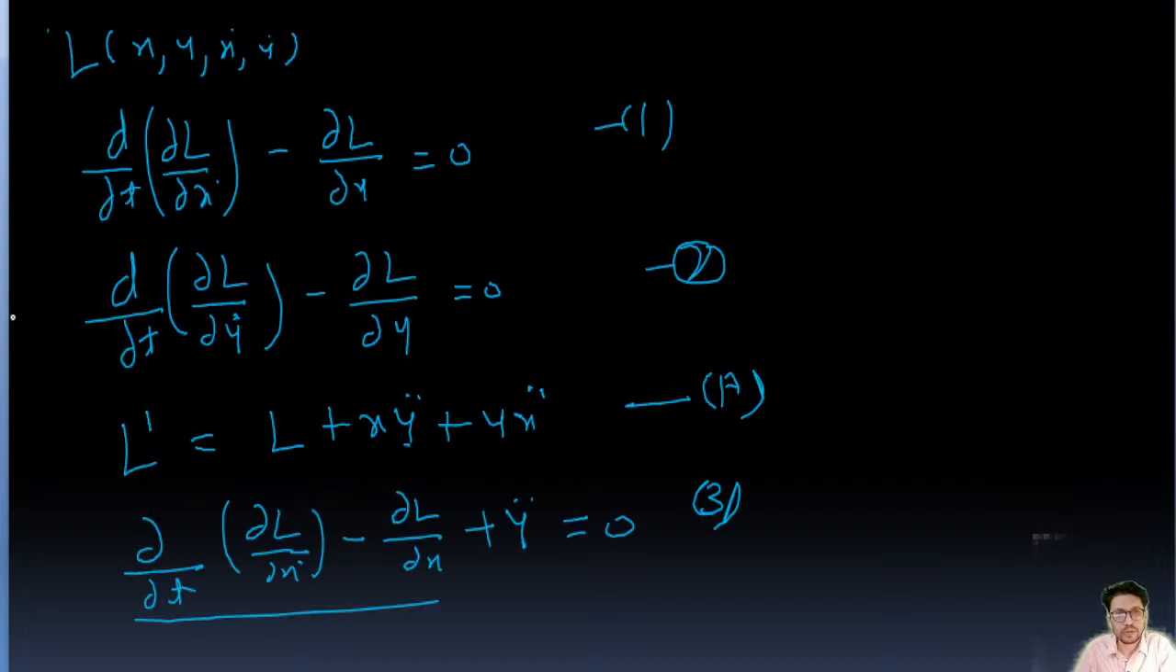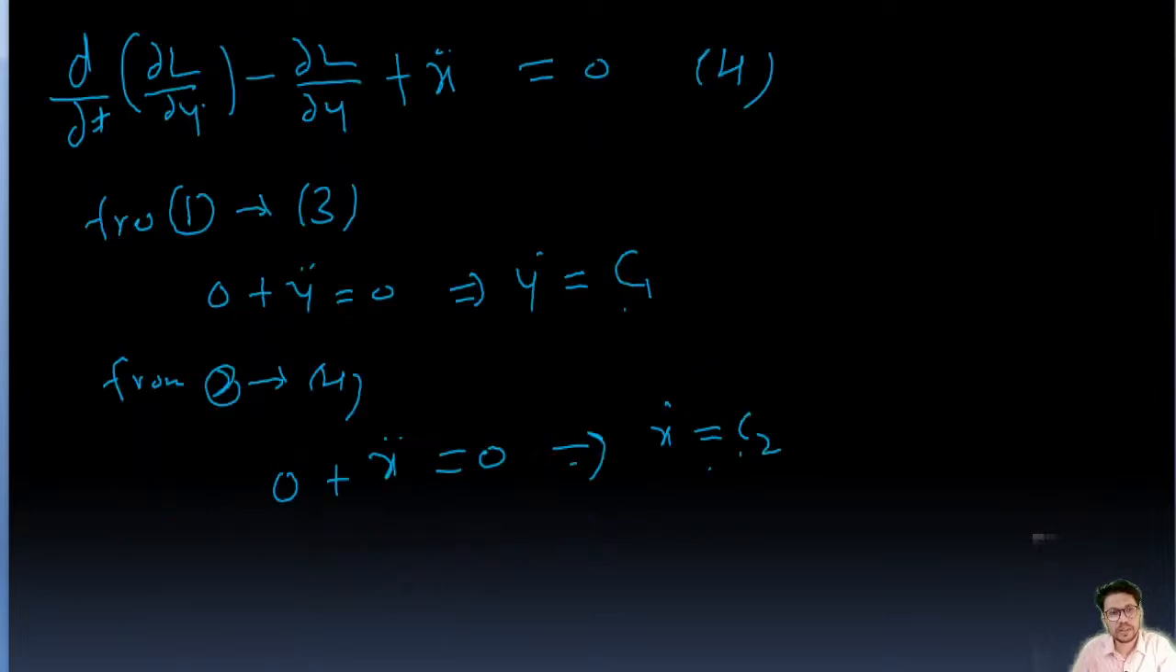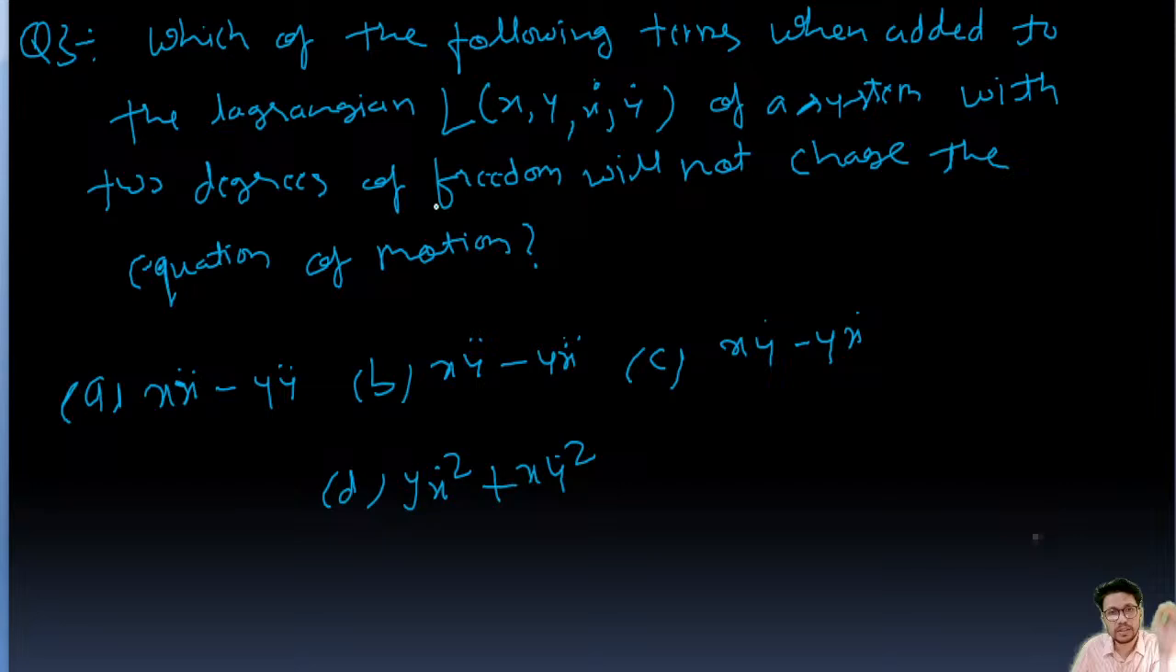So this means, because these values are constant, this term is not going to change the equation of motion. So option B is the correct option.